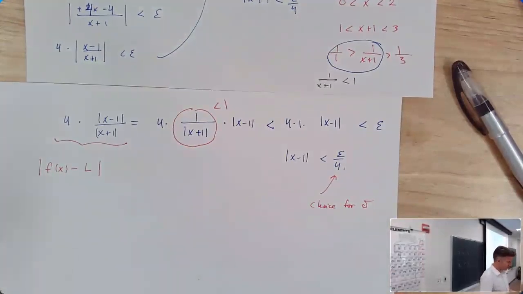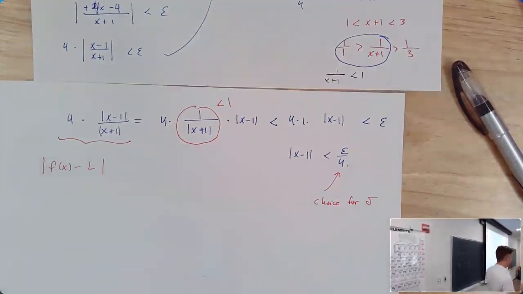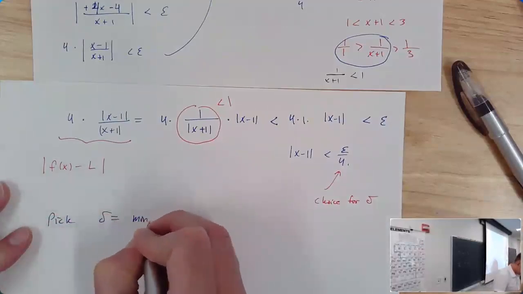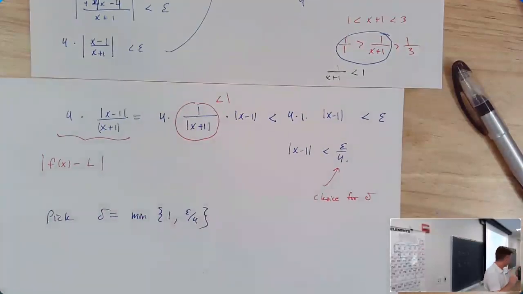So then we could write the proof. I don't really want to write it all out, but we would do the same sort of proof we did before. We did the whole thing. We were going to pick delta. So we're going to pick delta to be the minimum of 1 and epsilon over 4.